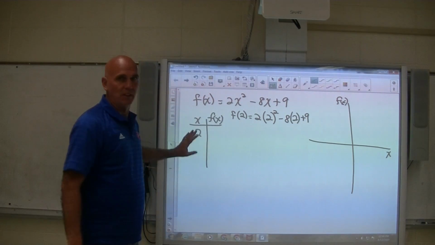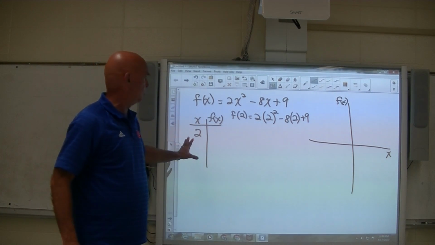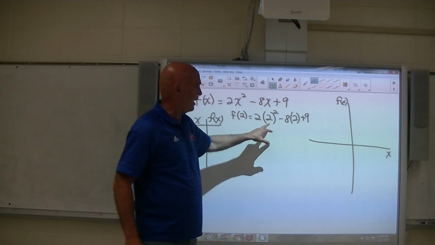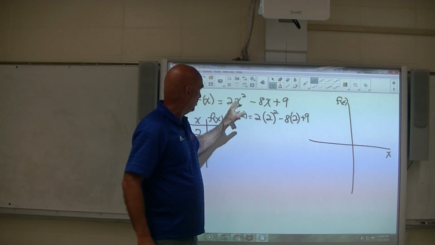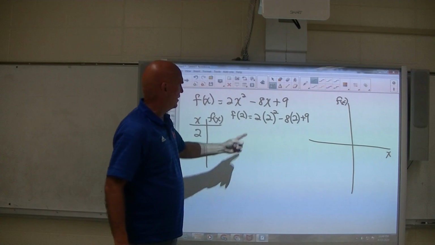So, again, I'm looking for some points on the graph of this thing. I put in x is equal to 2. By finding f of 2, I put a 2 in everywhere I see x. So instead of x squared, I get 2 squared. Instead of 8x, I get 8 times 2. And I just work all this out.